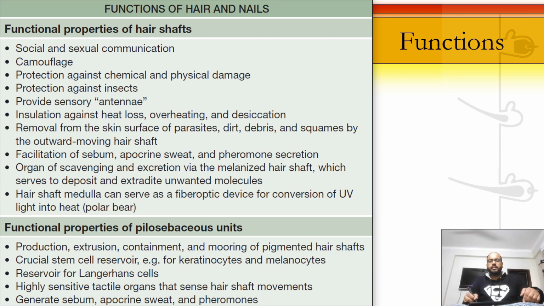Now, functions of hair and nail, I decided to cover. It will hardly take a minute, but this table from Bologna is more or less exhaustive of all the functions of hair. So the hair shaft is for communication, camouflage, and it prevents any chemical or physical damage. It prevents against insects. It provides a sensory antenna, so you can somehow sense when something is moving. Insulation against heat loss, overheating, or dryness. Removal from the skin surface of parasites, so you can just brush them off. And in fact, some parasites can get entangled in the hair.